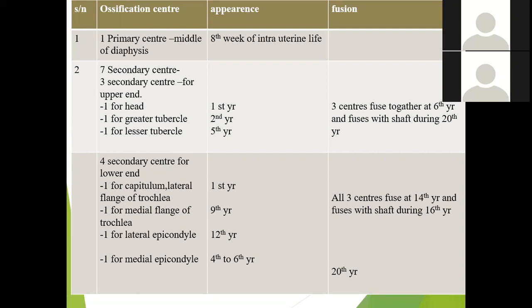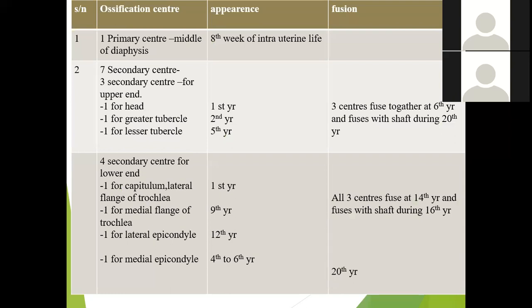And the second one is secondary centers. How many secondary centers? 7 secondary centers. First, the upper end will be formed from 3 secondary centers. First one is for the head, second one is for the greater tubercle, and next for the lesser tubercle. The secondary center for the head appears in the first year, for the greater tubercle in the second year, and for the lesser tubercle in the 5th year. All these together fuse in the 6th year, and it again fuses along with the shaft during the 20th year.